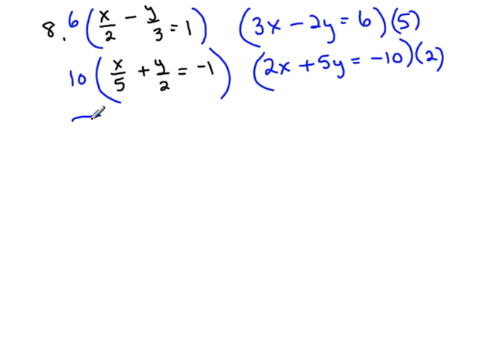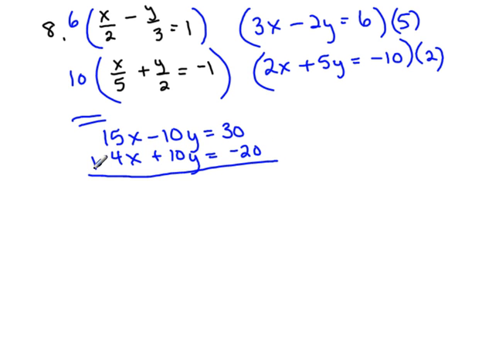Okay, so I'm going to write my new set of equations here. I get 15x minus 10y equals 30. Notice how I multiplied each and every term by that 5. Now multiply the bottom equation by 2. I get 4x plus 10y equals -20. Use addition. These eliminate. I get 19x equals 10. Divide, and x is 10 over 19.